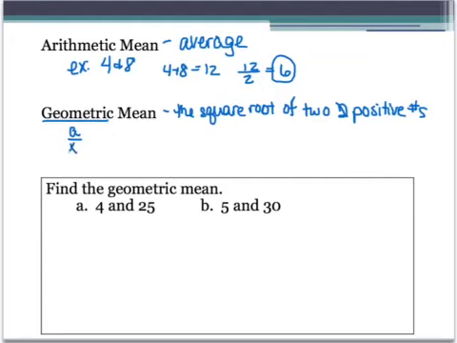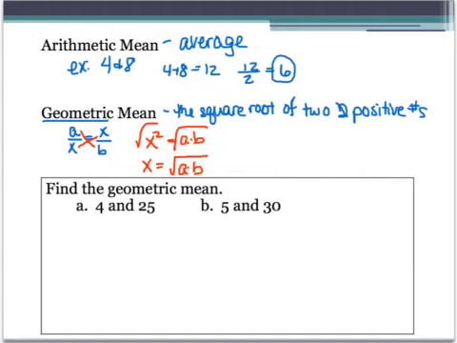If you have a over x equals x over b, and you were told to solve for x, the first thing you would do would probably be to cross multiply. So I get x times x, which is x squared, equals a times b. And then because I want to solve for x, not x squared, I would now do the square root of both sides. So I get x is equal to the square root of 2 positive numbers, in this case, a and b.